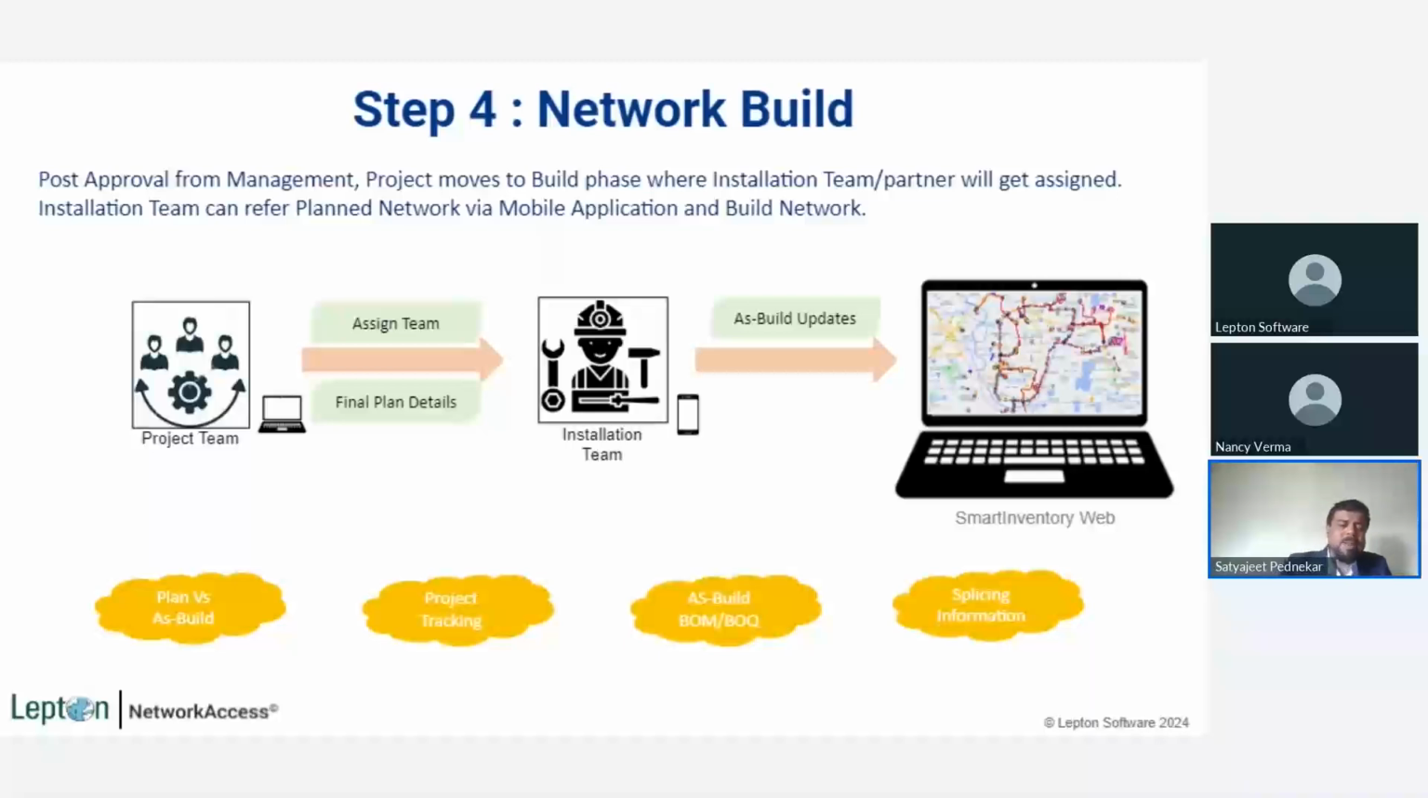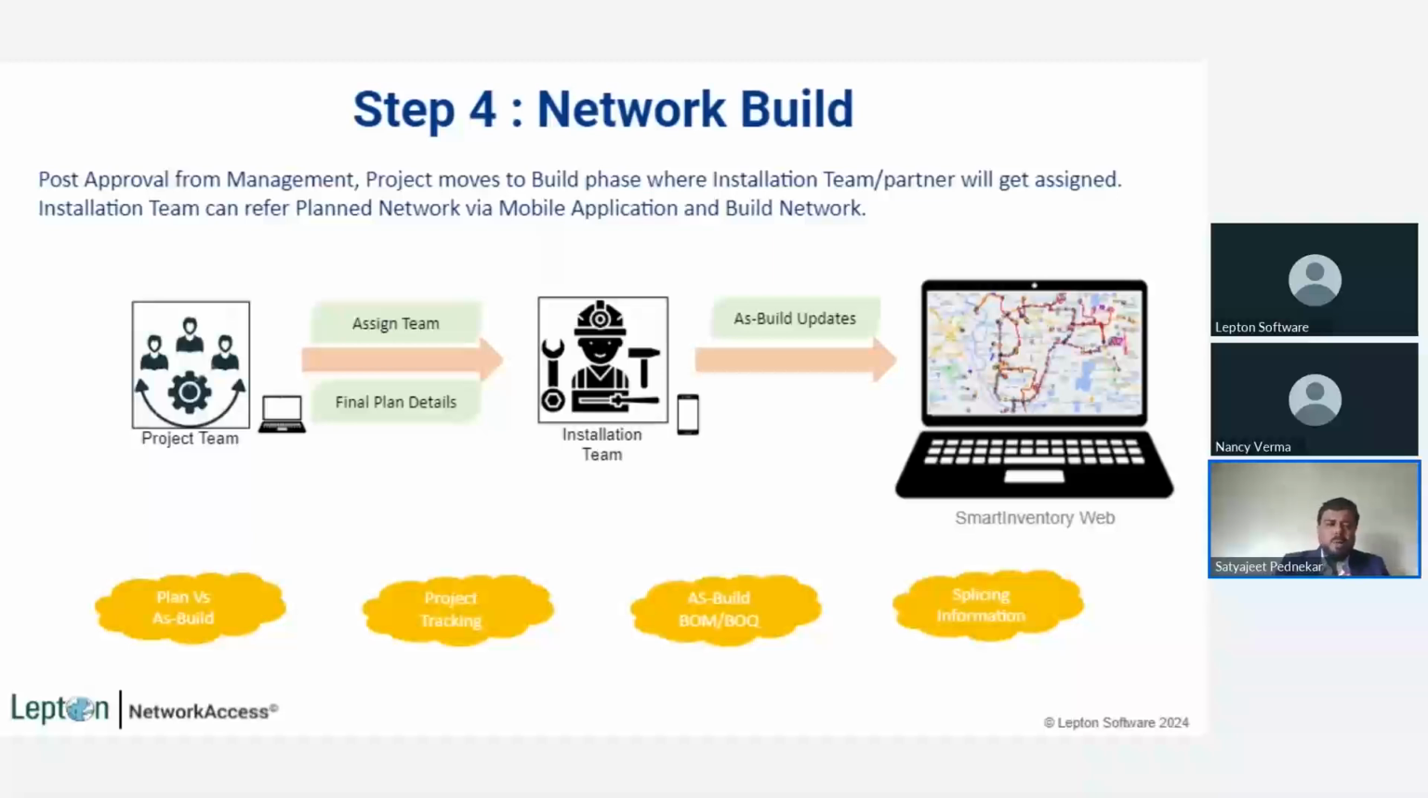The smart inventory web app will help you and the project team to keep track of your projects. The smart inventory will give you the visualization of the plan and as-built also. So this is the particular thing which I was explaining about. Let's say there is a segment of 2 kilometers of fiber; for day one, maybe 200 meters of fiber gets deployed. It will come into the as-built, and the rest of the network will be visualized as the plan. So you can visualize plan as well as as-built in the same window. You can do the project tracking.